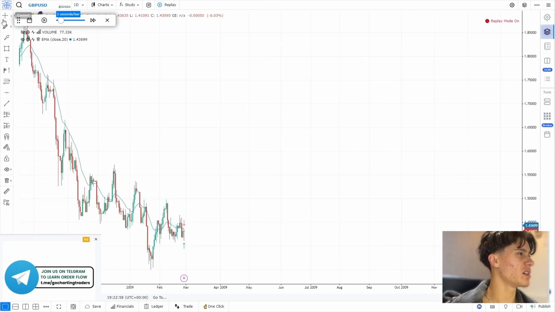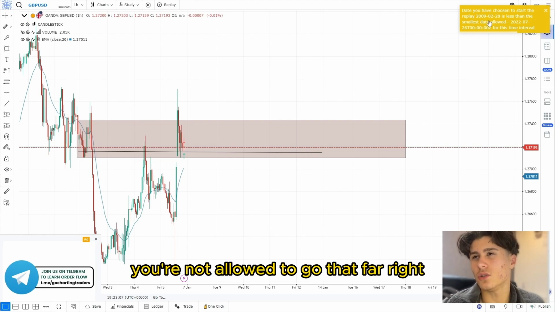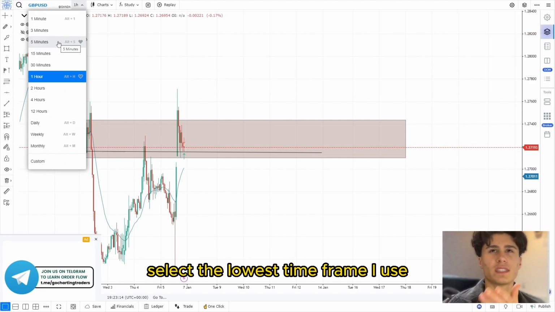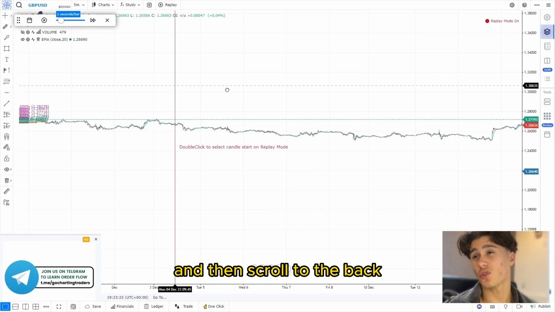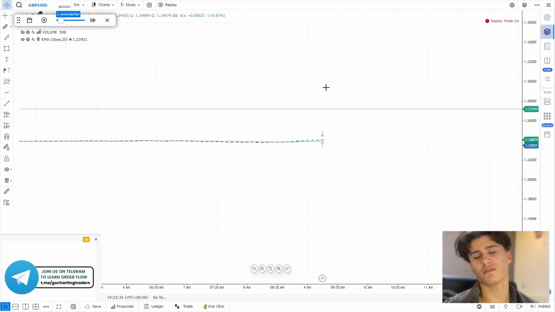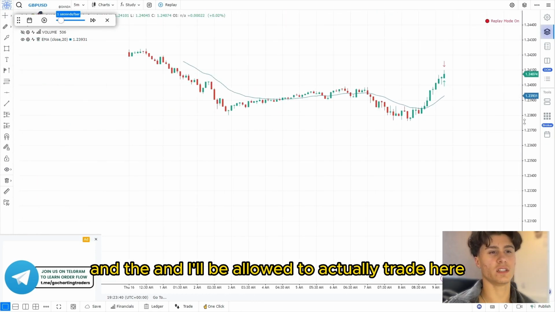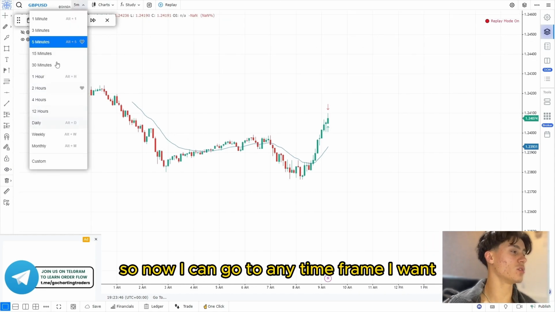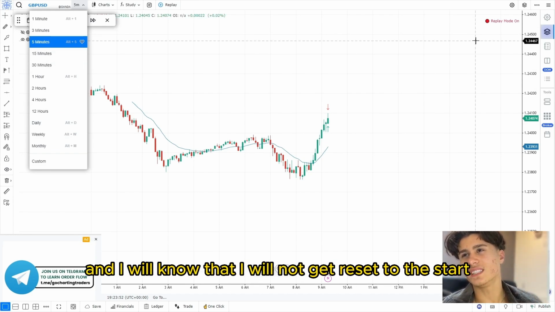Let's say I'm on a daily time frame, but then I go on the 1-hour time frame. See, it will say you're not allowed to go that far. So what I usually do is select the lowest time frame I use. Let's say I use the 5-minute time frame as the lowest time frame for confirmations. I then scroll to the back, double tap, and I'll be allowed to actually trade here, which is good. Now I can go to any time frame above the 5-minute time frame, and I will not get reset to the start.